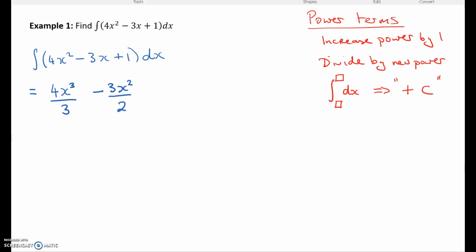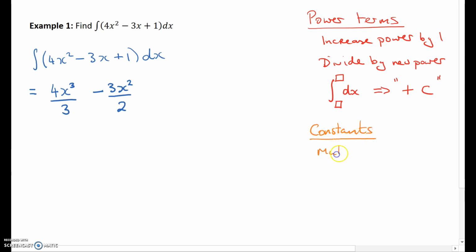And then the last term, the 1 is a constant, and what we do for constants is we just multiply by x, or whatever the variable is. In this case it's x. So this is going to be plus 1x, and then at the end we add plus c. We don't add plus c to each of them, although we could. We just add plus c at the end, and plus c stands for a constant.